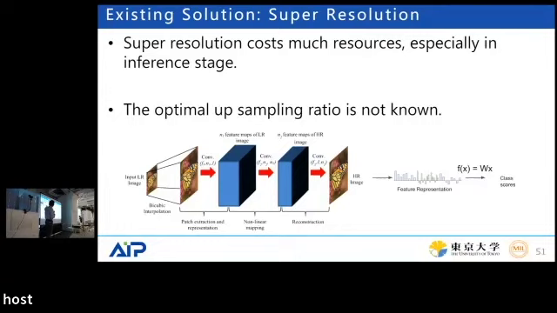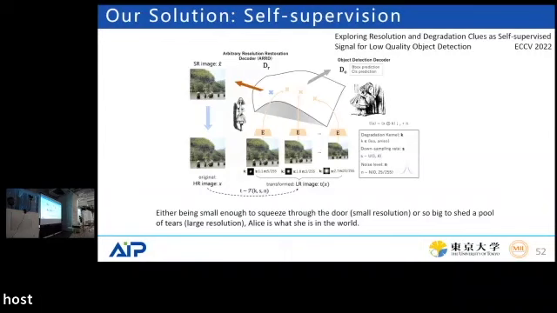In addition, you don't know which is the optimal upsampling way, so you don't know what the best resolution is. So here, we also use our perceptual representation to propose self-supervised learning to do it. I think you can think of it like what we discussed last time: we use auto-encoding transformation, and it also works here.